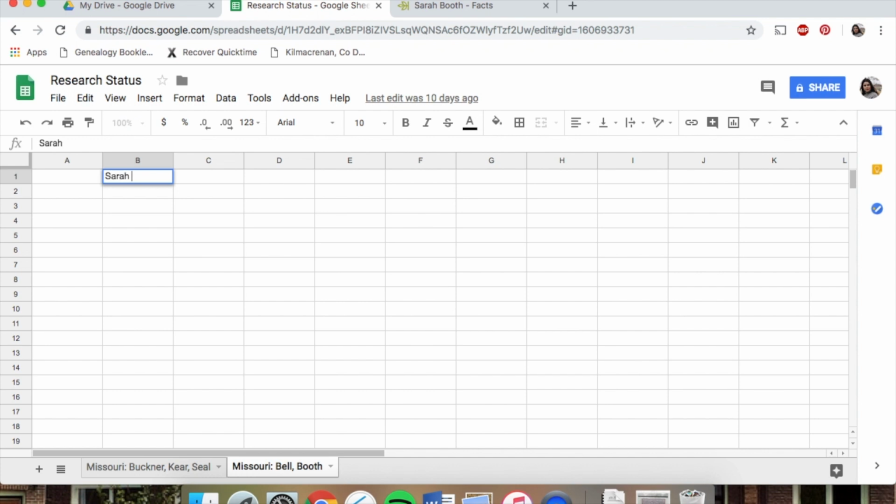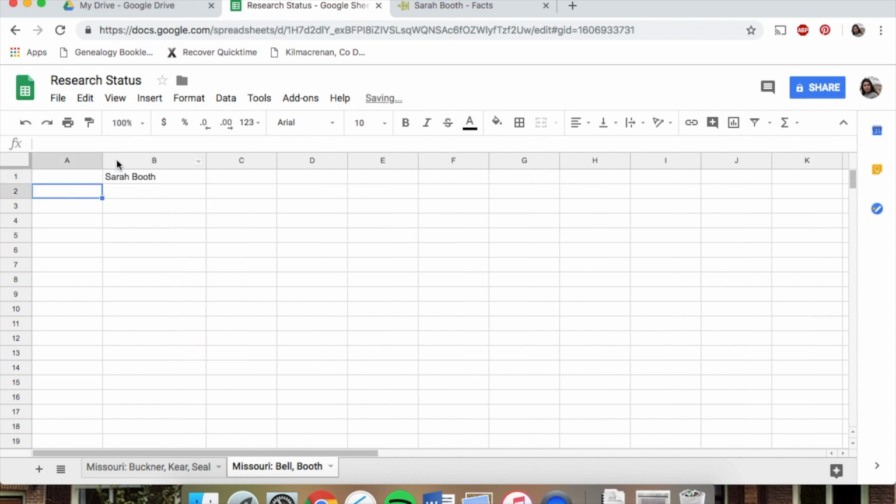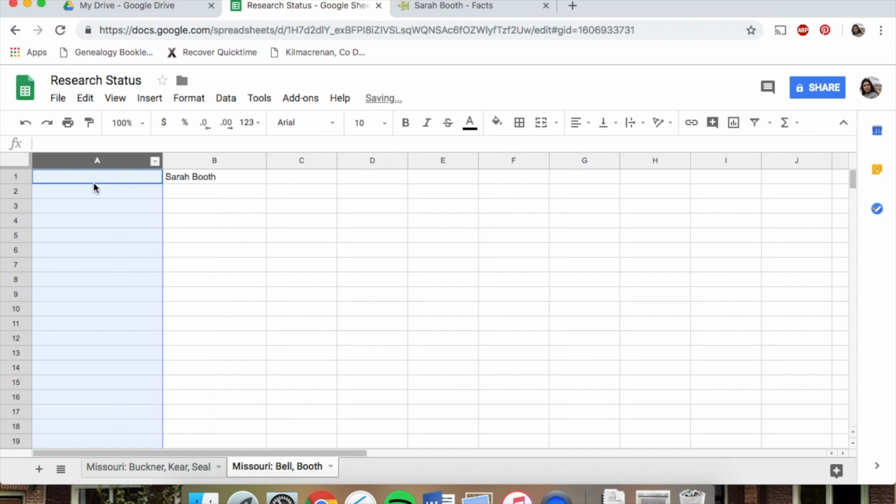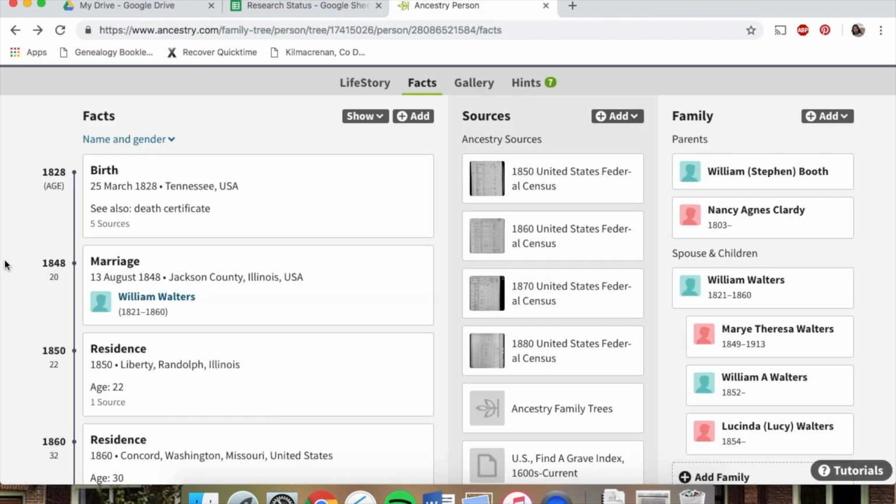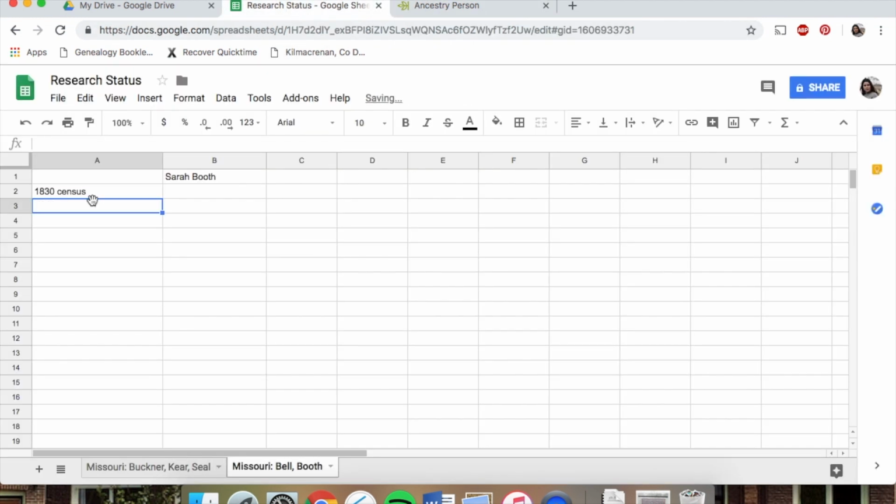So Sarah Booth, let's just put the names in. Over here, I'm going to put 1830 census. I don't know if the 1830 census would be in Tennessee or Illinois. As you can see, she was born in Tennessee, but was eventually married in Illinois. So I'm not sure about that, so I'm going to leave that blank. I'm also going to put the 1840 census down.